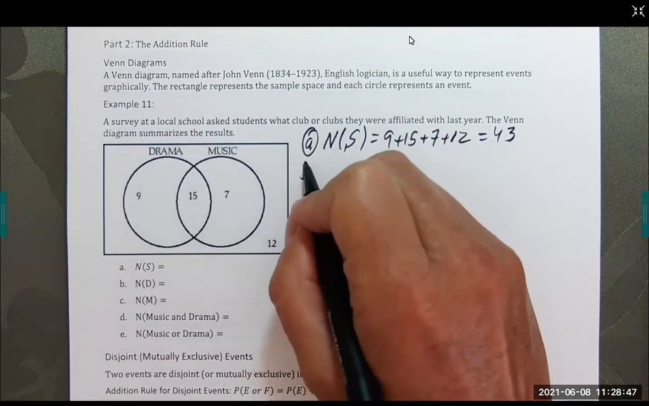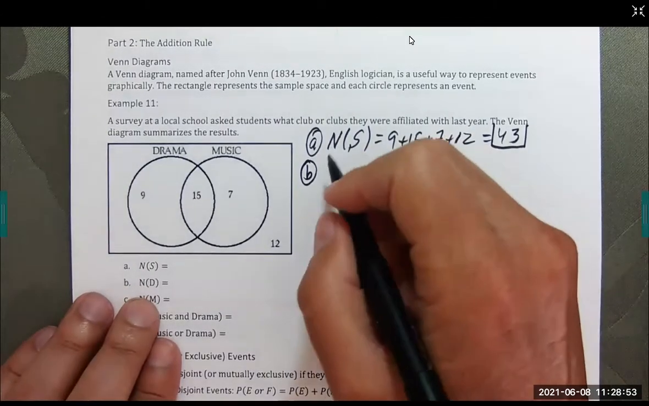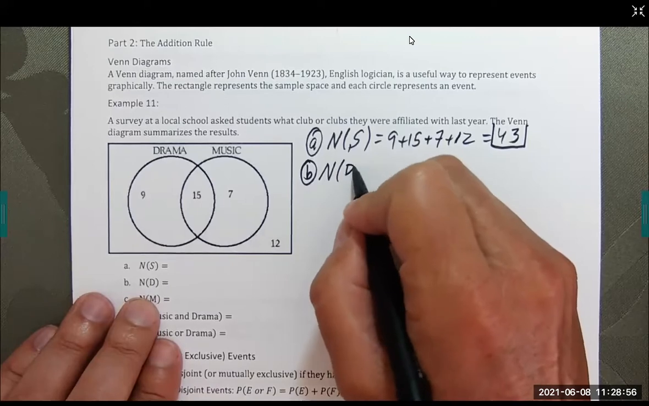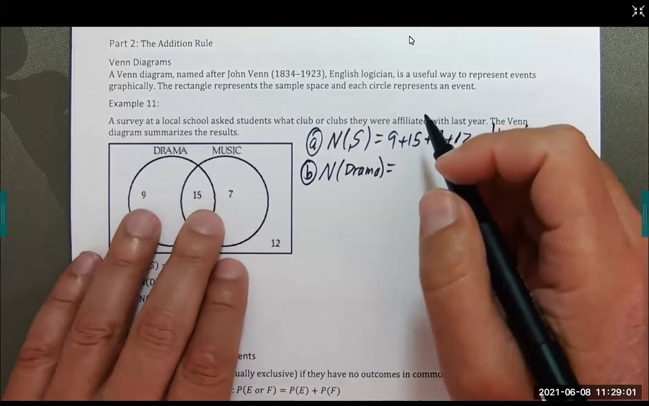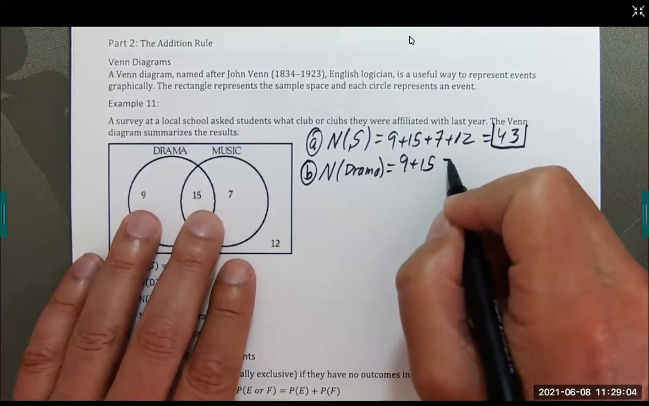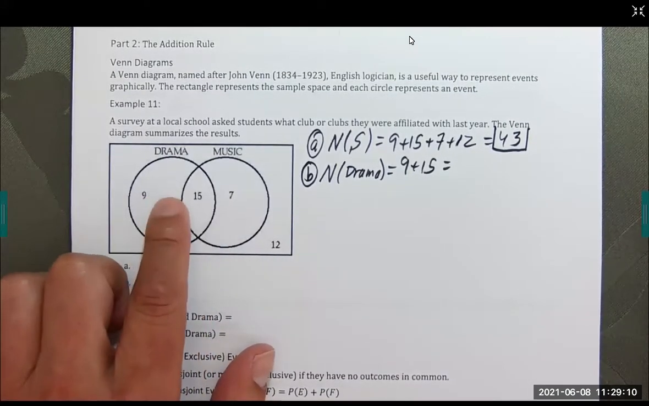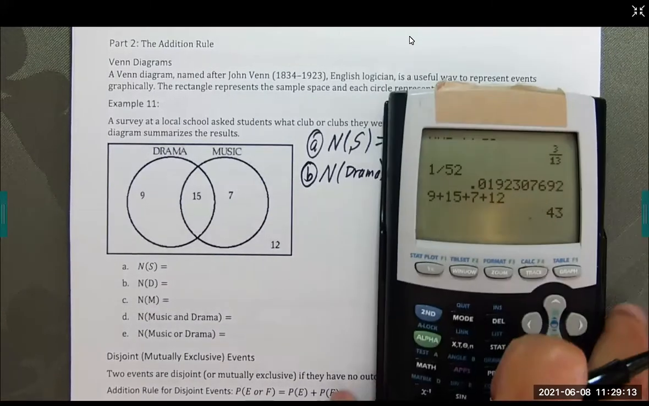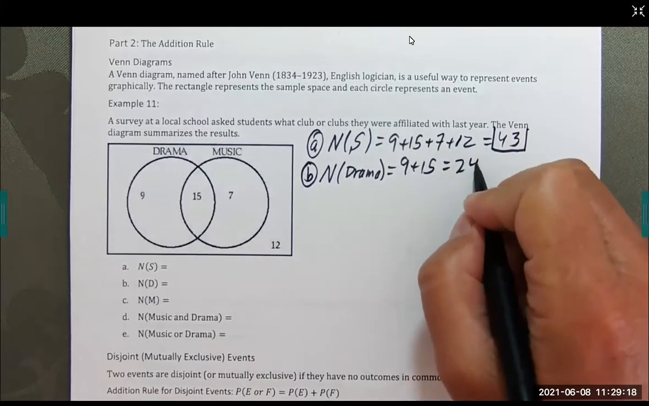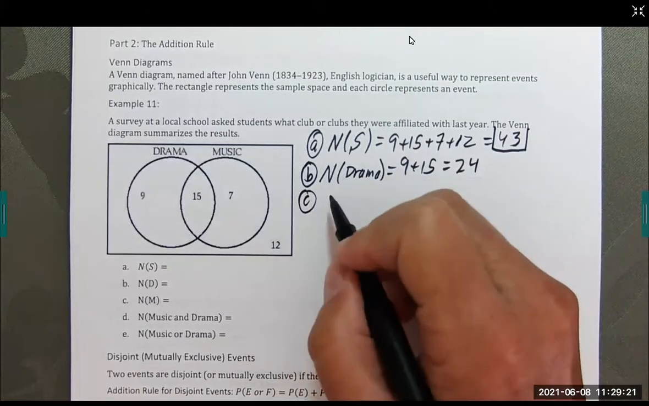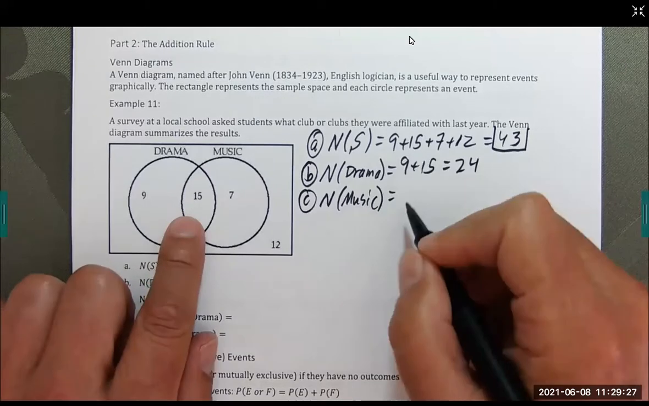Part B says, what are the number of students in the drama club? Well, the number of students in the drama club is the 9 plus the 15. Remember, the 9 only represents students that are only in the drama club and not in the music club. These 15 students are also in the drama club. Part C says, what is the number of students in the music club? That's going to be the 15 plus the 7.